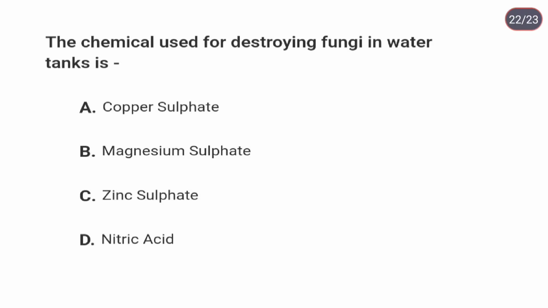The chemical used for destroying fungi in water tanks is copper sulfate. Copper sulfate is a fungicide used to control bacterial and fungal disease of root, vegetable, nut and field crops. It is a chemical used for destroying fungi in water tanks.